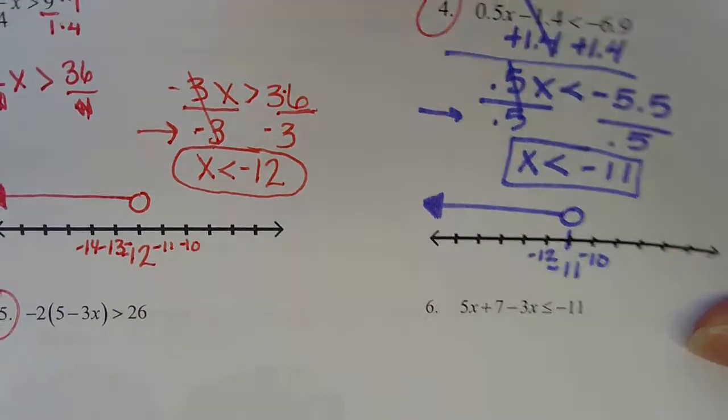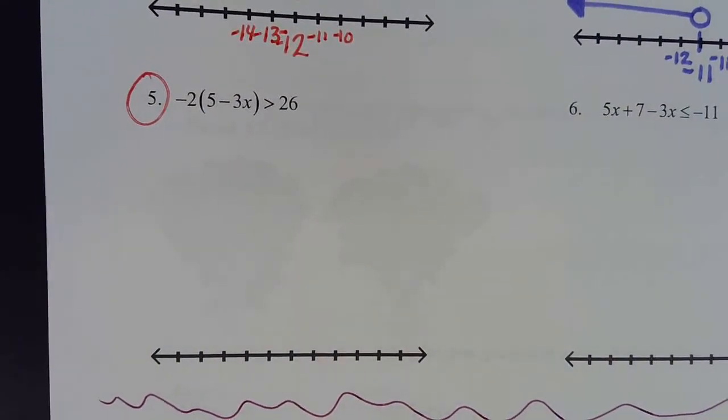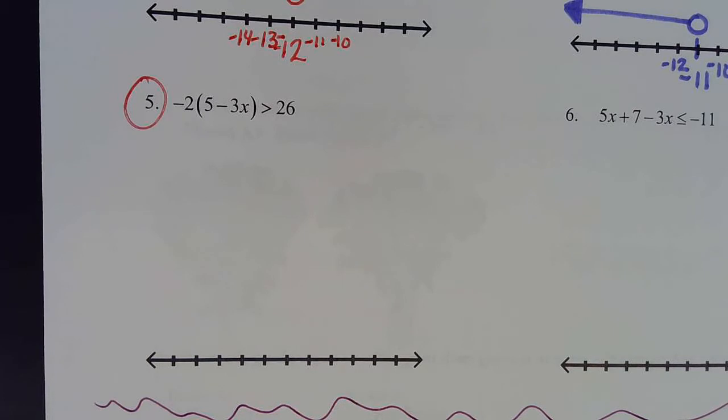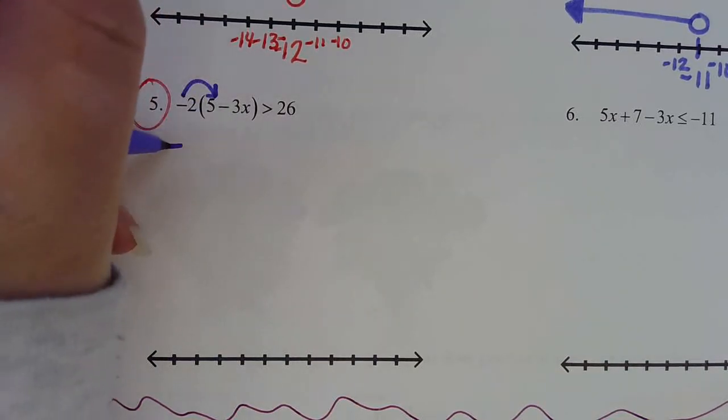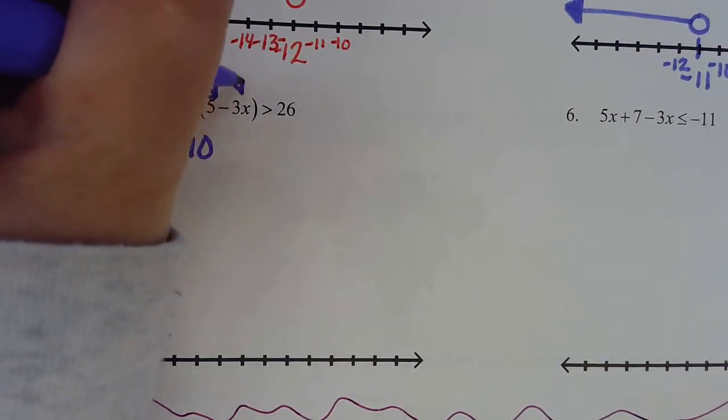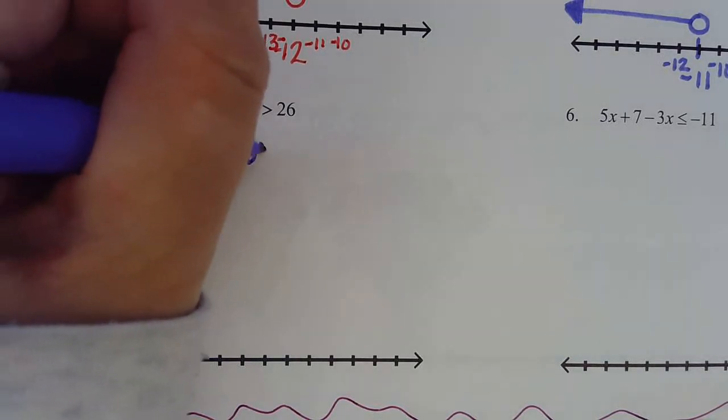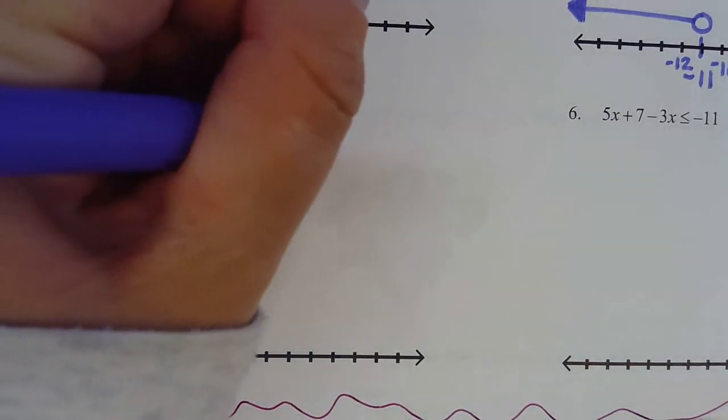Okay, cool. Next one, number 5, I added an extra step to this one. What did you have to do first on number 5? What's the technical term? Distribute. There's the mathy term. So you have to distribute by -2 first. So -2 times 5 is -10. -2 times -3x is a positive 6x, greater than 26.